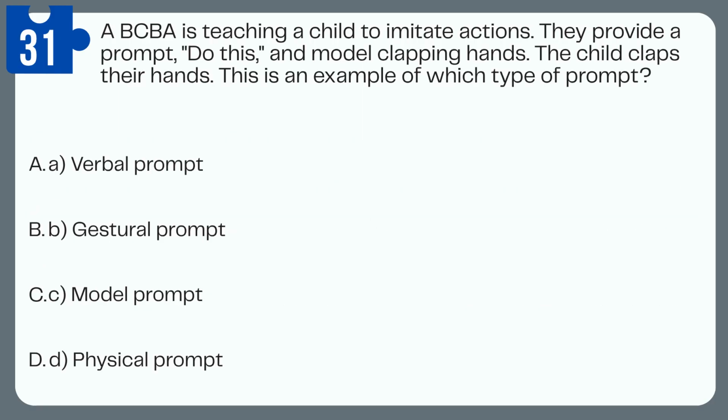Question 31. A BCBA is teaching a child to imitate actions. They provide a prompt, do this, and model clapping hands. The child claps their hands. This is an example of which type of prompt? A. Verbal prompt. B. Gestural prompt. C. Model prompt. D. Physical prompt.